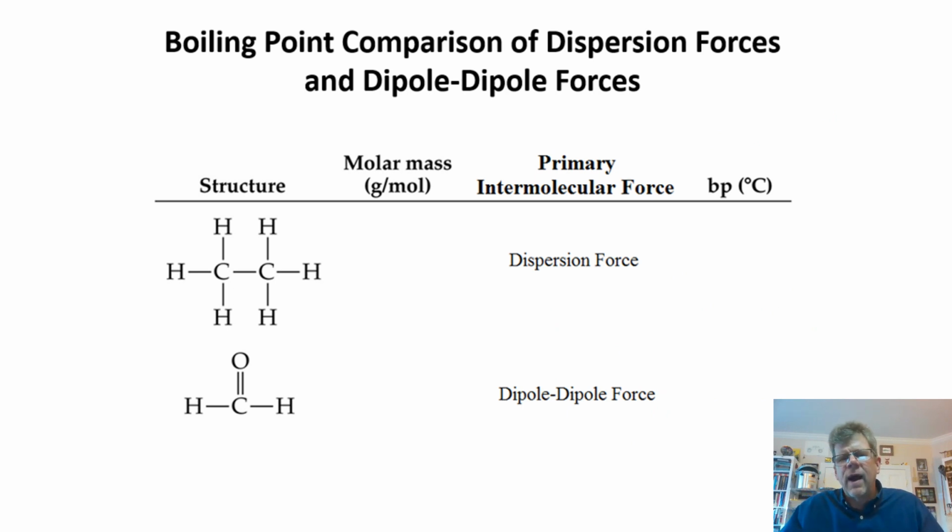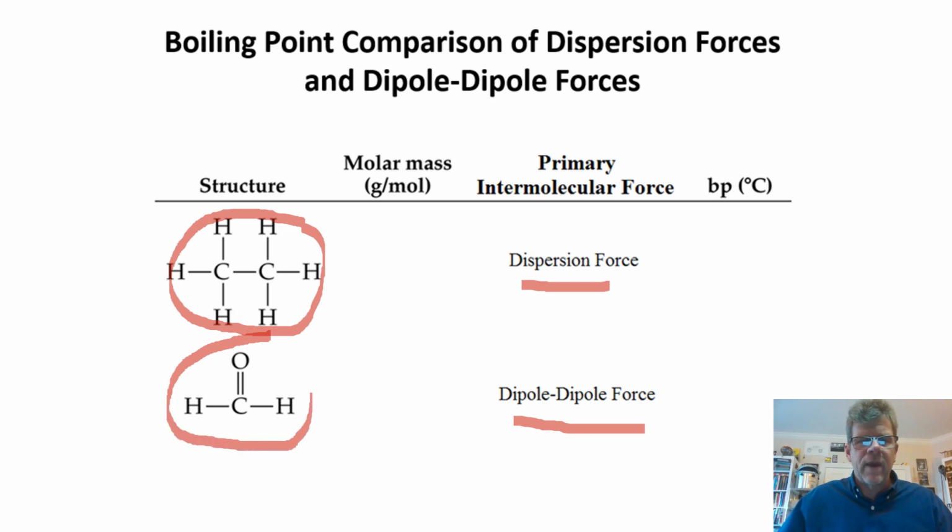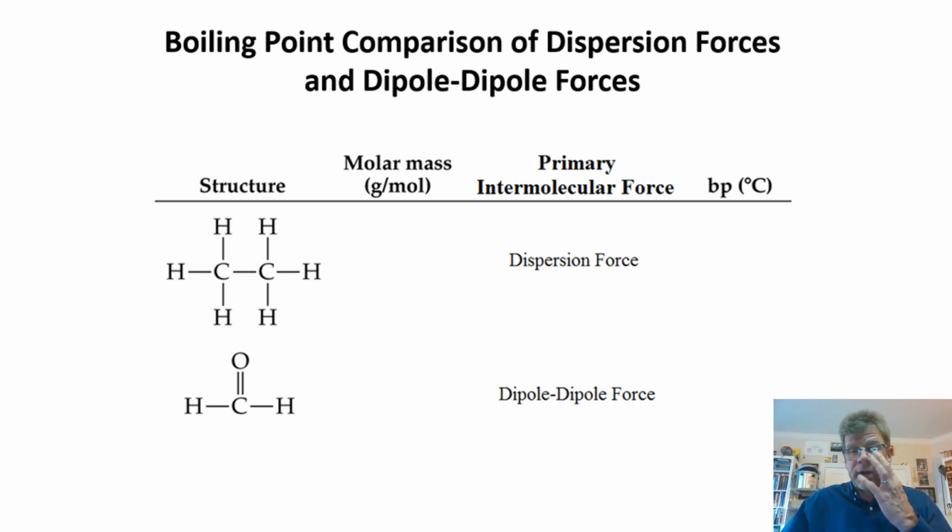So let's look at a way of describing these relative strengths of intermolecular forces between the dispersion force and the dipole-dipole force. To do this, we have to come up with two molecules that will serve as our representative ones. One bearing a dispersion force, this hydrocarbon will do that just nicely, and one that bears the dipole-dipole force. Well, in this case, we have formaldehyde. That was the molecule we were looking at before, and it's written a little differently, but it is the same thing.